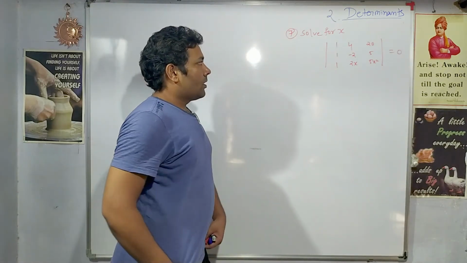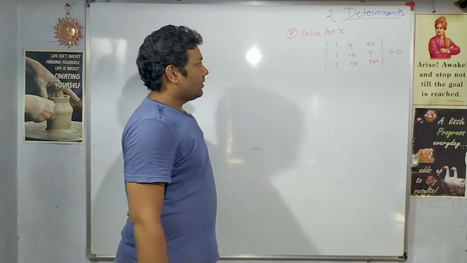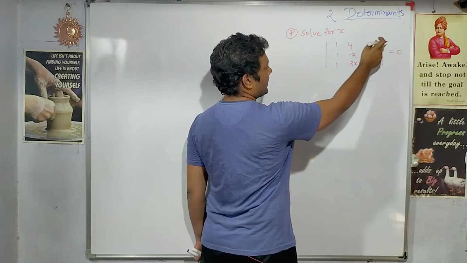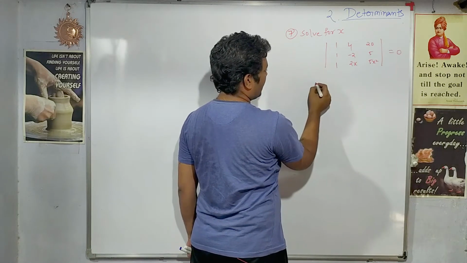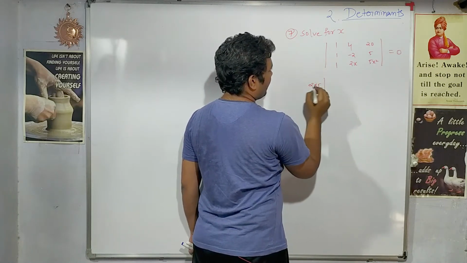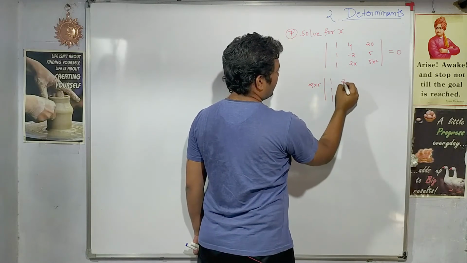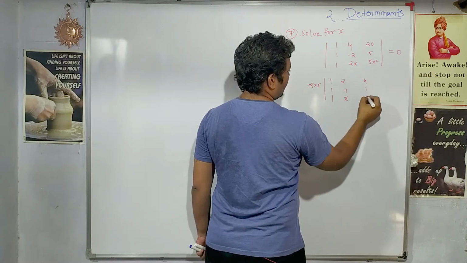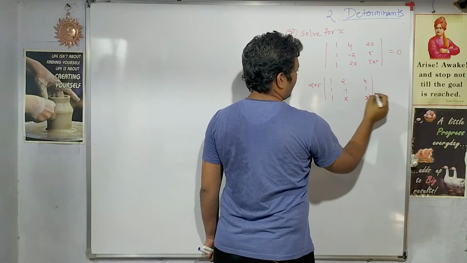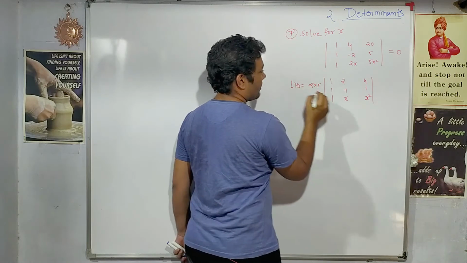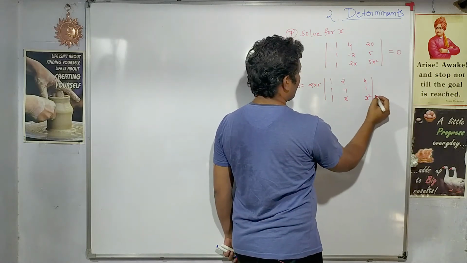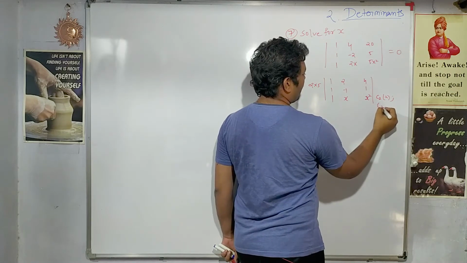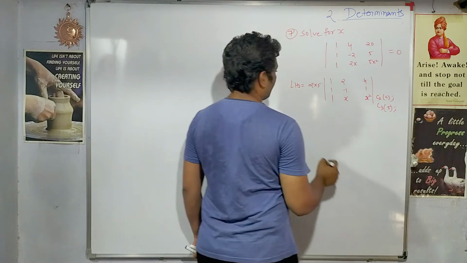So first I will simplify the left hand side. I can take out 2 common from the second column, and I can take out 5 common from the third column. So let us do that. After taking 2 and 5 common, we get 2 minus 1 x, then 4 1 x square. We should specify that from column 2 I have taken 2 common, and from column 3 I have taken 5 common.